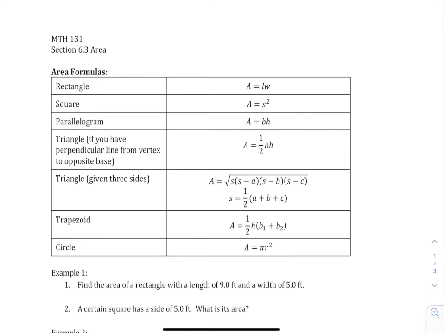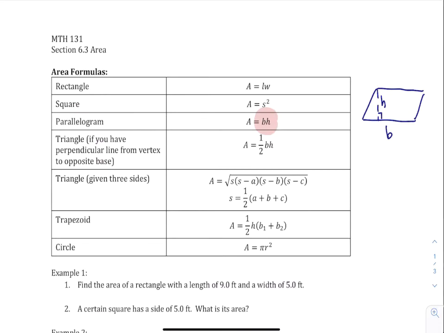Looking at this chart, we have several of the area formulas for many common geometric figures. We have our rectangle, square, parallelogram. I do want to note for the area for the parallelogram, this b times h, it's very important that your height is perpendicular. If you have this parallelogram, you'll have one side, and then you need to have a height that's at a perpendicular angle. If you have the other side, then this formula will not work.